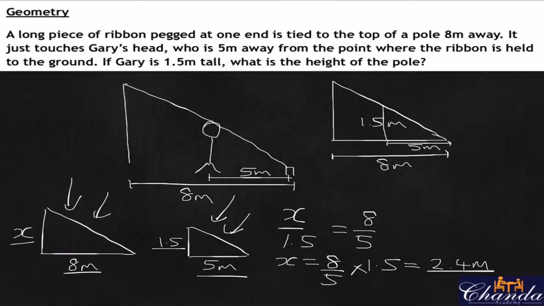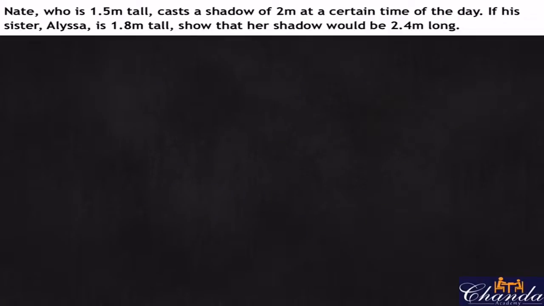Alrighty, let's move to the next question. So this particular question says, Nate, who is 1.5 meters tall, casts a shadow of 2 meters at a certain time of the day. Now, if his sister Alyssa, who is 1.8 meters tall, show that her shadow would be 2.4 meters long. Okay, so let's draw this out.